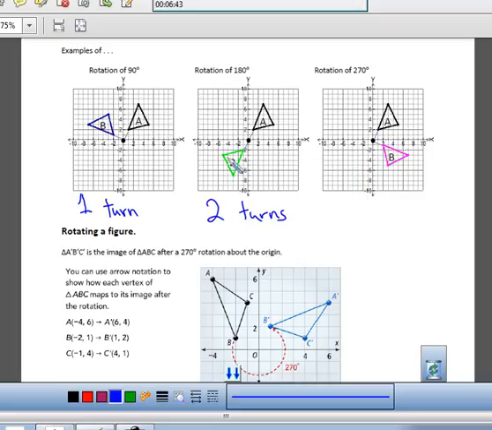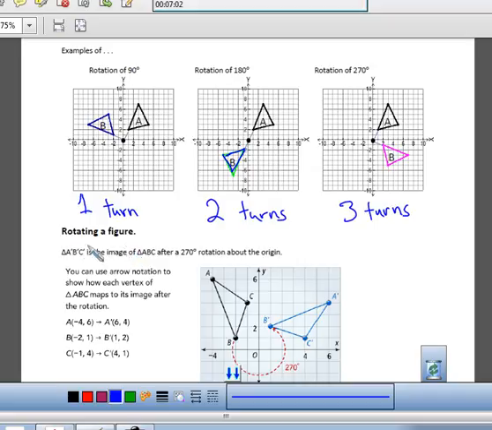And, oh, by the way, on your paper you might have a hard time seeing this triangle, so you might want to outline it if you can. 270 degrees is obviously 3 turns. And then 360, you don't really need to turn it at all because that's 4 turns, which means you end up basically back where you started.